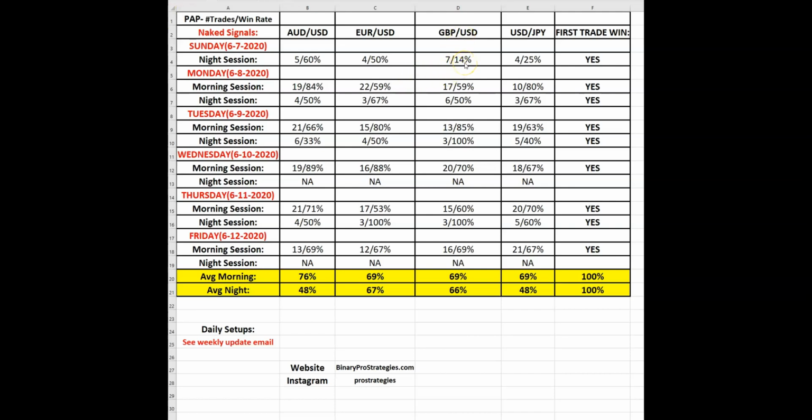The pound, 14%. I don't think I've ever seen the pound that low. Pound is my weakest of all of them. But whenever I see a weakness like that, it tells me that we're probably going to start picking up here. So that wouldn't really surprise me to see some really strong opportunities come up on the pound.